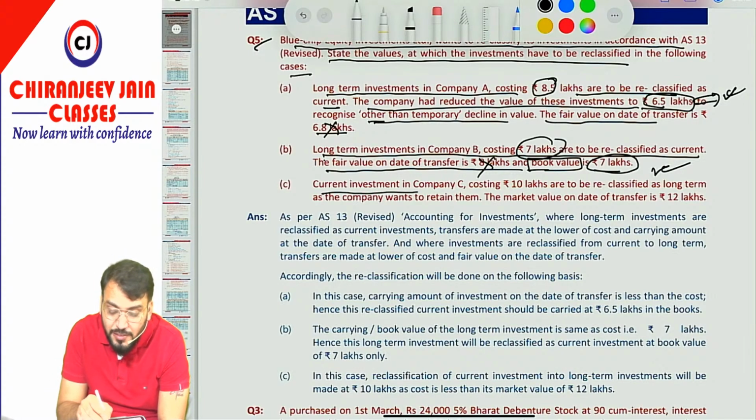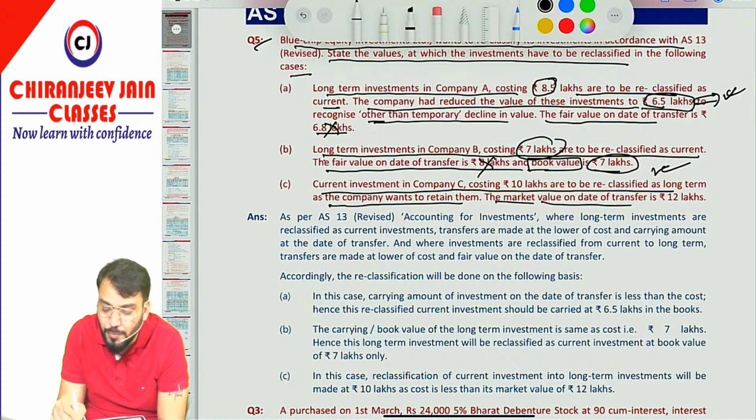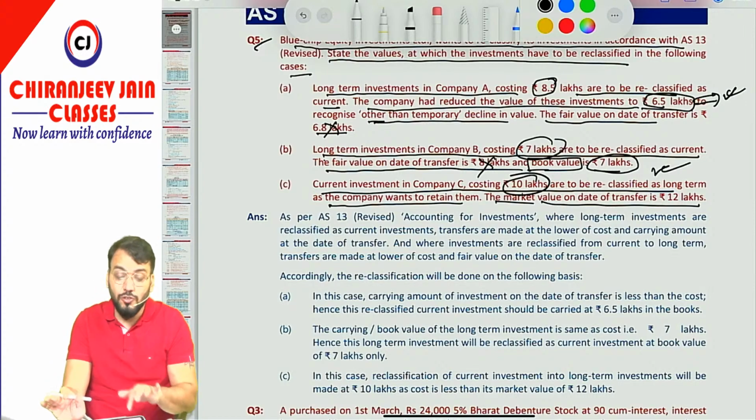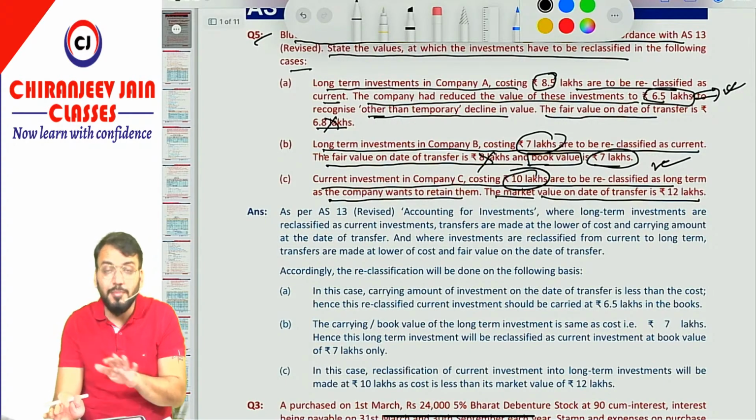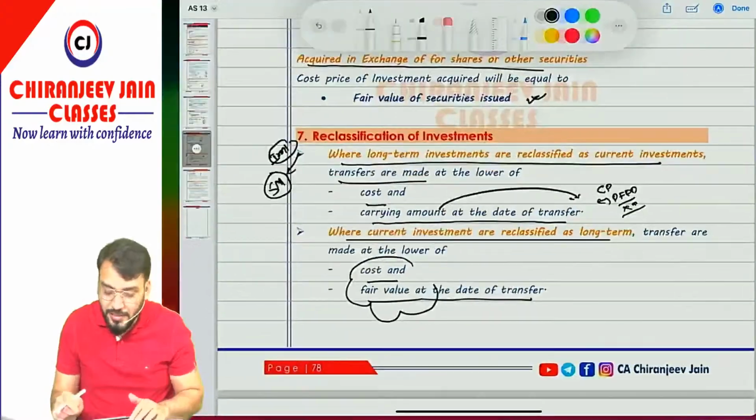Now current investment costing rupees 10 lakh is to be reclassified as long term as the company wants to retain them. So current investment will be reclassified to long term. The market value, that is fair value on the date of transfer, is 12 lakh. So we'll take cost price or market price, market price is nothing but fair value, whichever is lower on the date of transfer. So the lower is 10 lakh. So we'll do the reclassification at 10 lakh. This type of question can be asked many times in the exam, and can be repeated again. Now let us come to the next point.